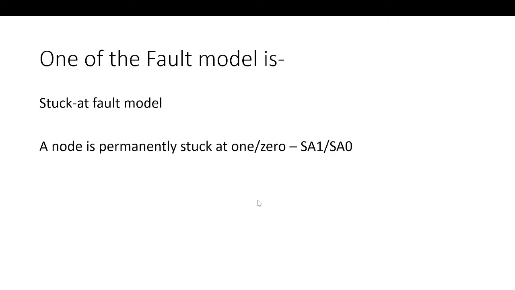Now one of the fault models, as we have said, is the stuck-at fault model, where a node is permanently stuck at 0 or permanently stuck at 1.